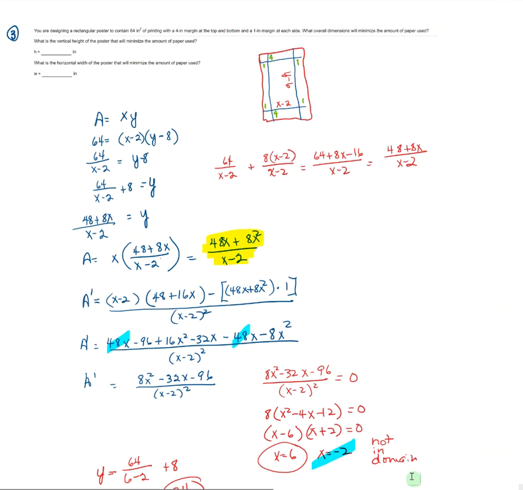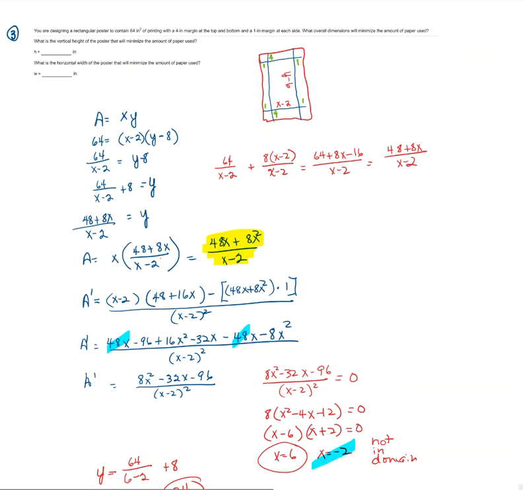All right, let's look at number 3. You are designing a rectangular poster to contain 64 square inches of printing. It's going to have a 4-inch margin at the top and bottom and a 1-inch margin on each side. What dimensions will minimize the amount of paper used? So this time we're looking for a minimum.